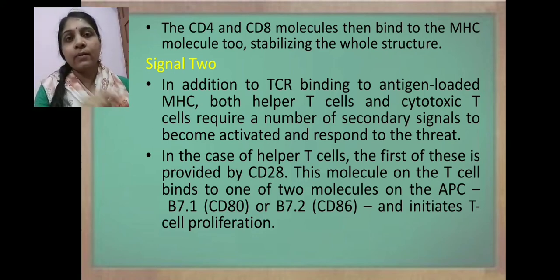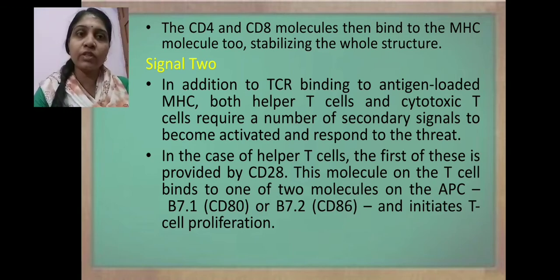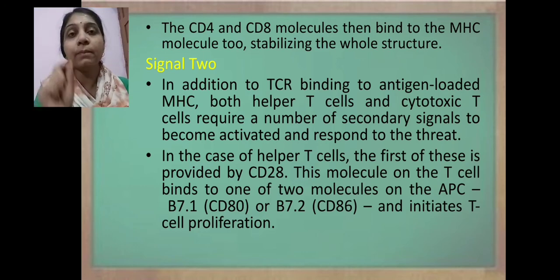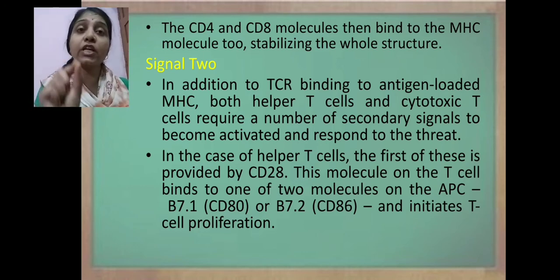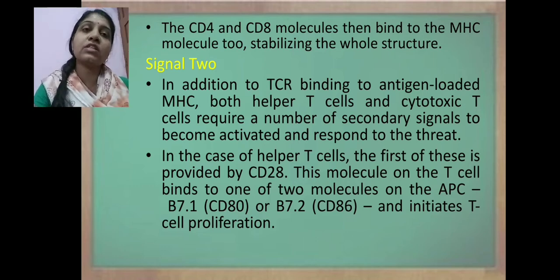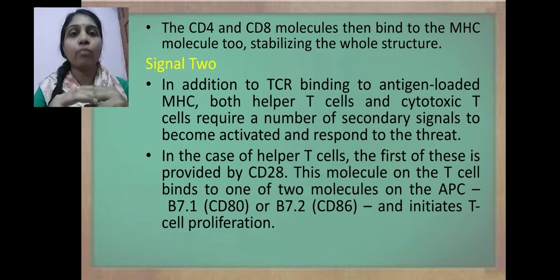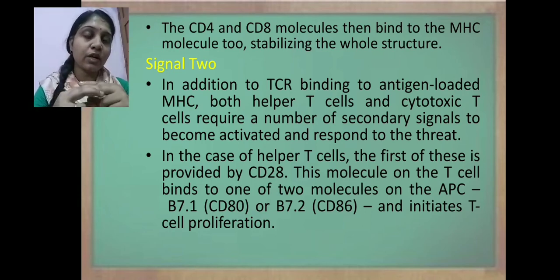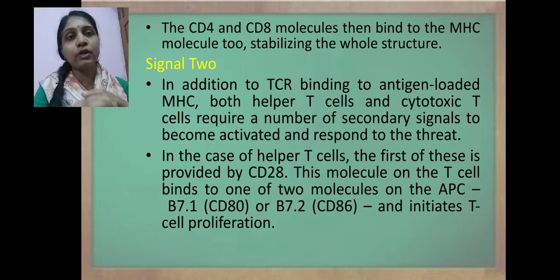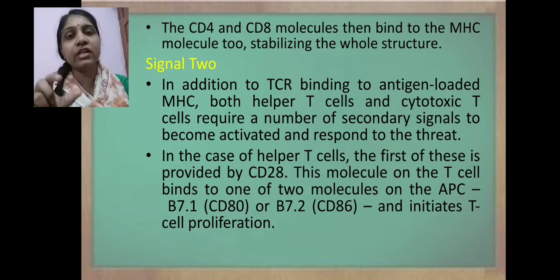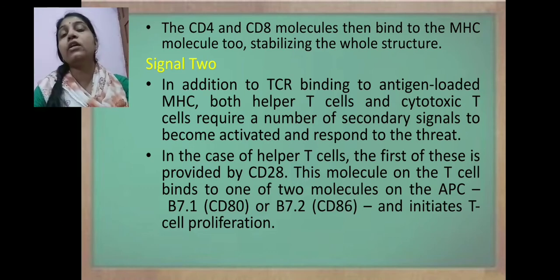Now, if we consider the case of the T helper cells, the co-stimulatory signal is in the form of an interaction between the B7 molecules, which are present on the surface of the antigen presenting cells, and the CD28 receptor present on the surface of T lymphocytic cells, that is, the interaction between CD28 and the B7 molecule. It is again the second type of signal, the co-stimulatory signal, for the activation of T lymphocytic cells, and this interaction is responsible for initiating T cell proliferation.